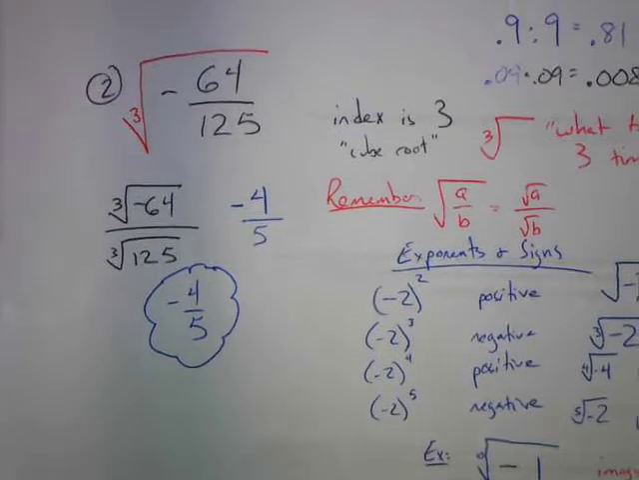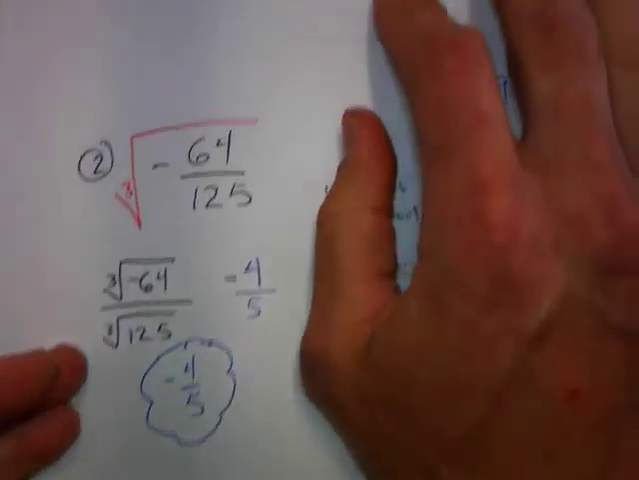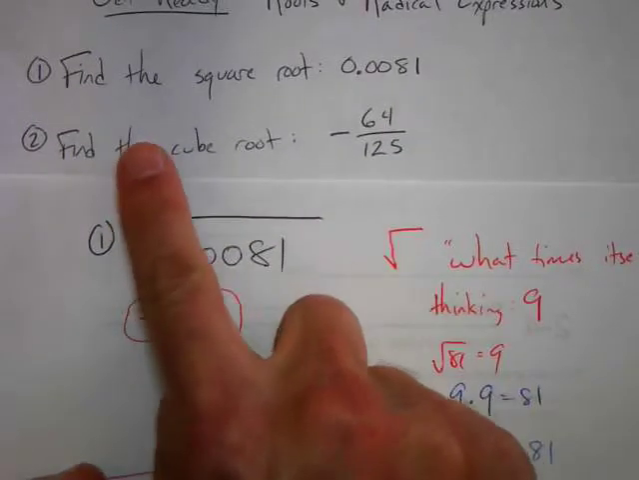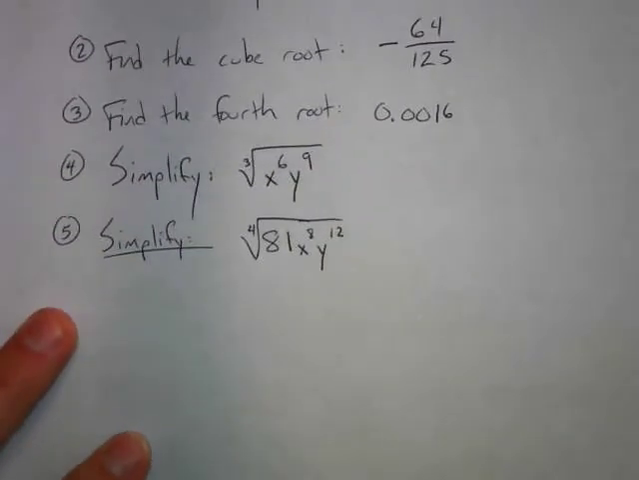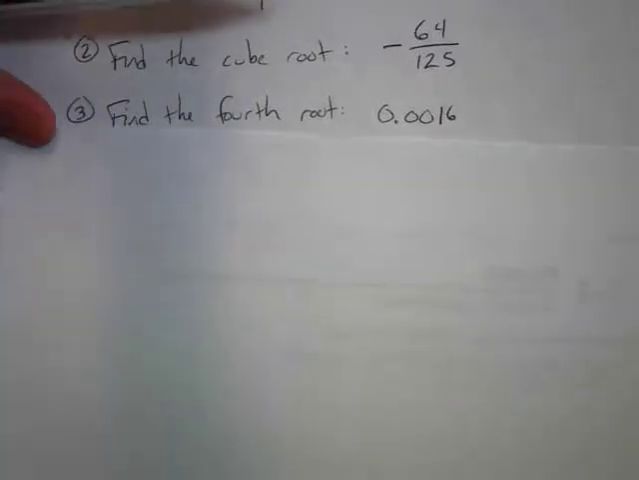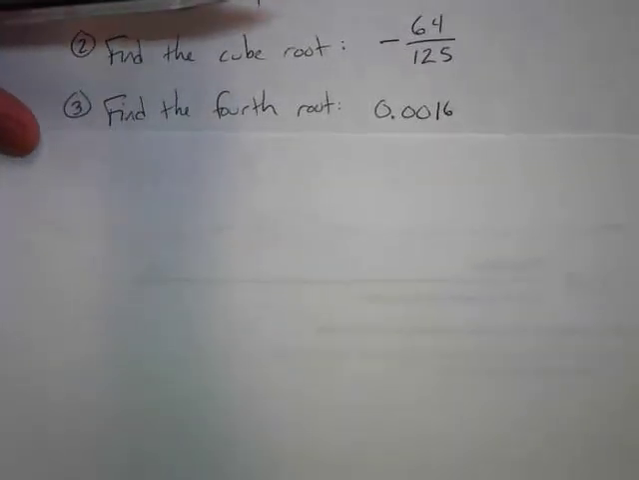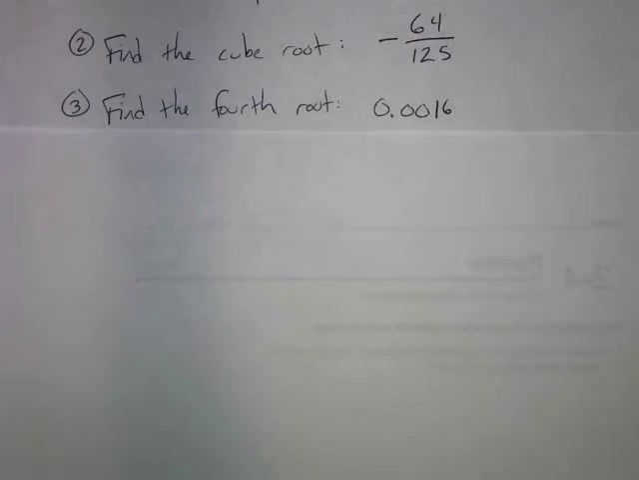Okay, so we can take a look at some crazy looking question, the cube root of negative 64 over 125, and we realize it's negative 4/5. That's how that works. On to number 3 then. So here's the third question. Now we're going to find the 4th root of 0.0016. This is nuts now, okay? So now we're getting into crazy talk.